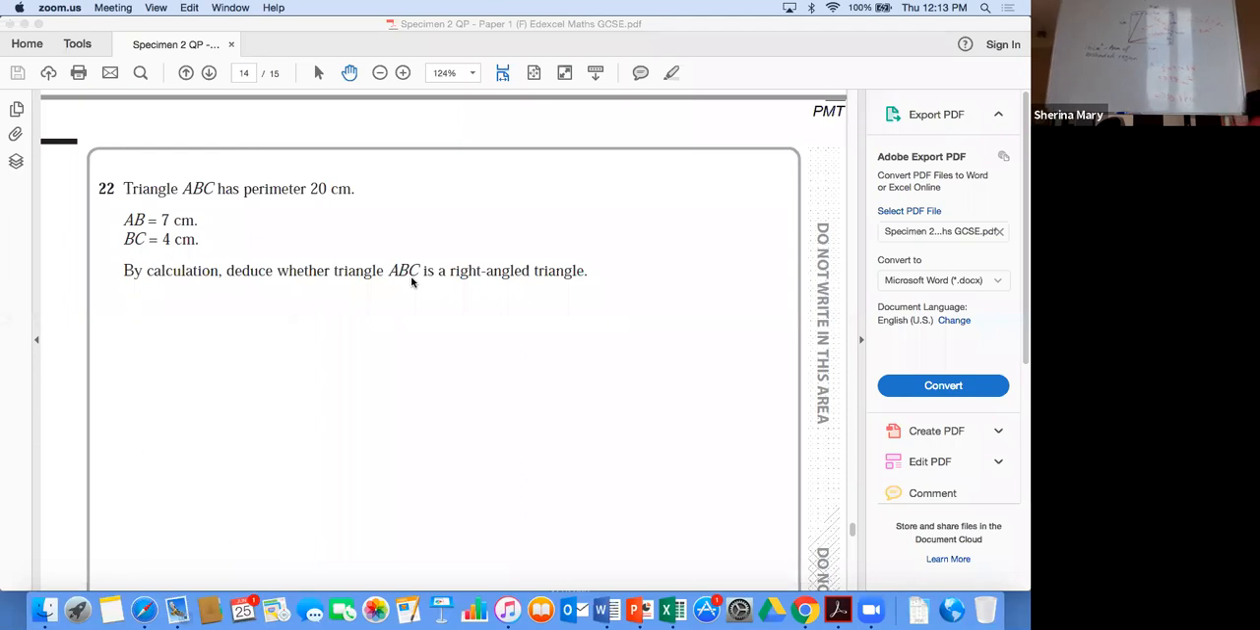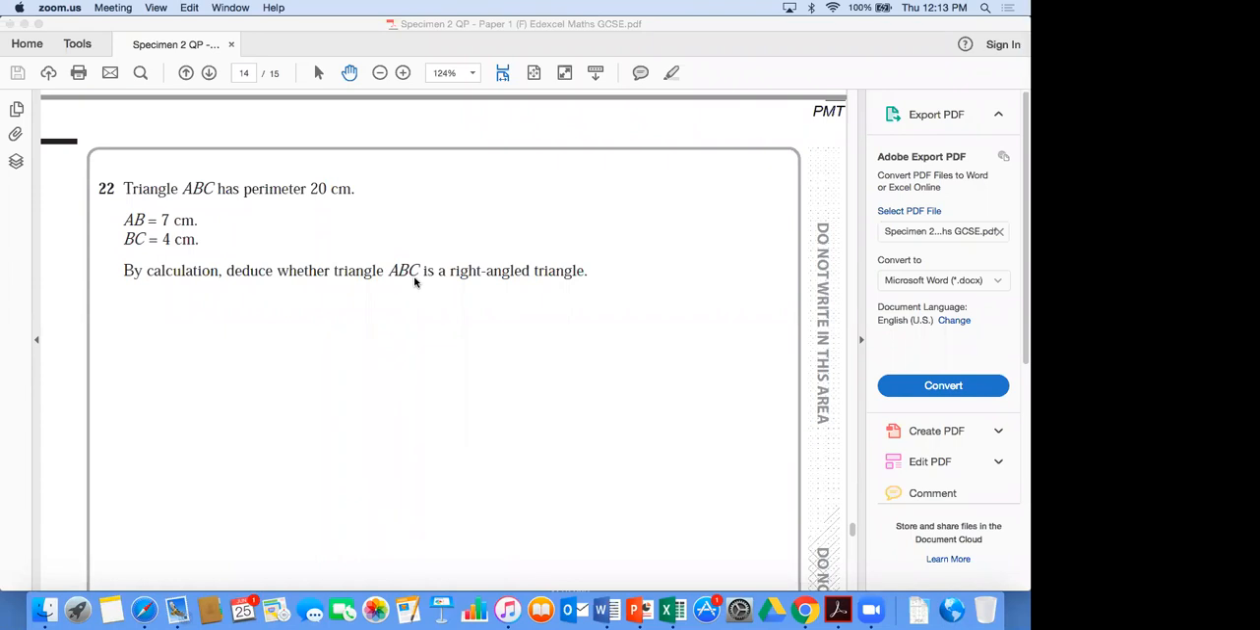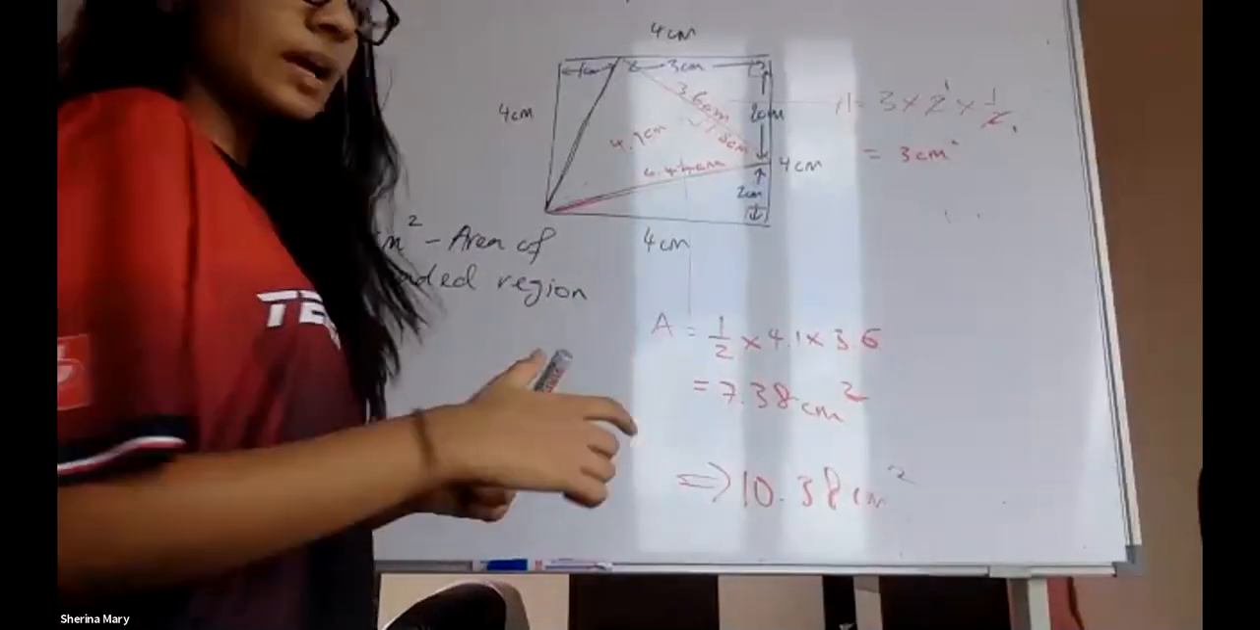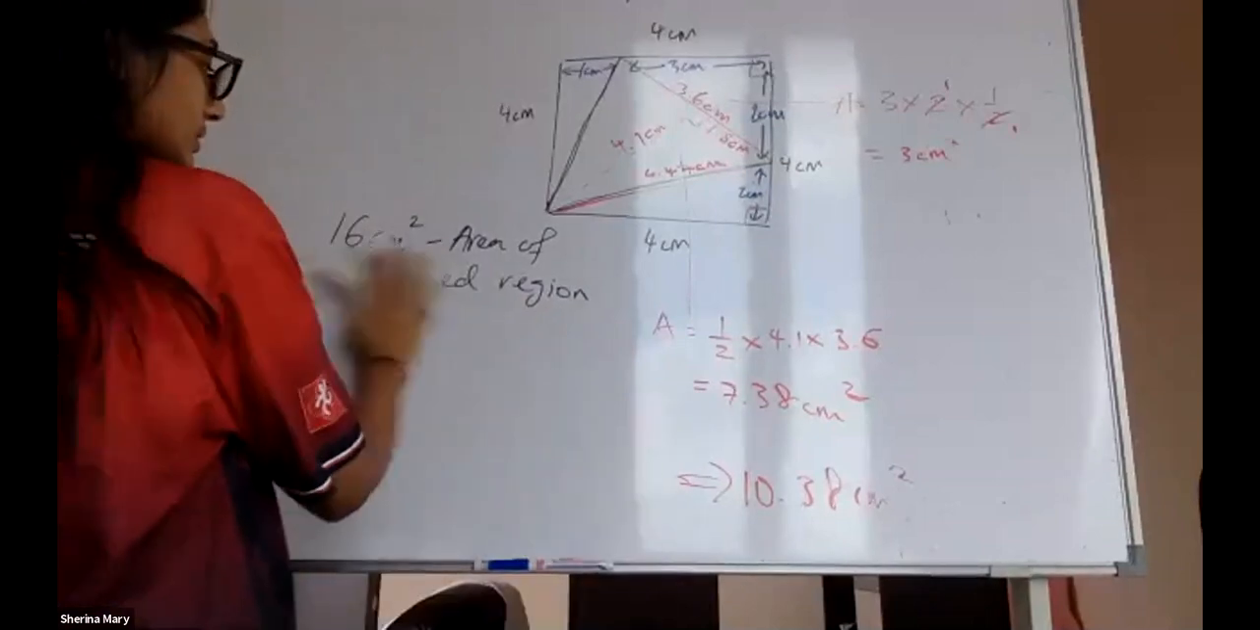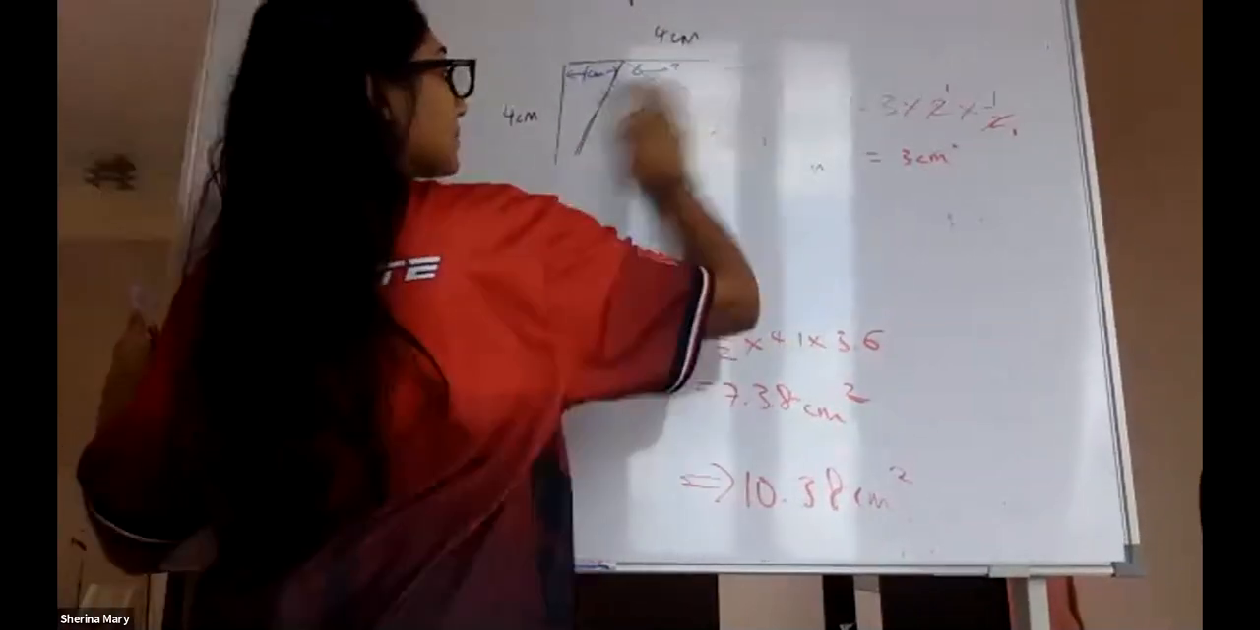Triangle ABC has a perimeter of 20 cm. AB is 7 cm and BC is 4 cm. By calculation, deduce whether triangle ABC is a right angle triangle. So it says that the perimeter has to be 20 cm. That means when you add all the sides, it must be 20 cm.